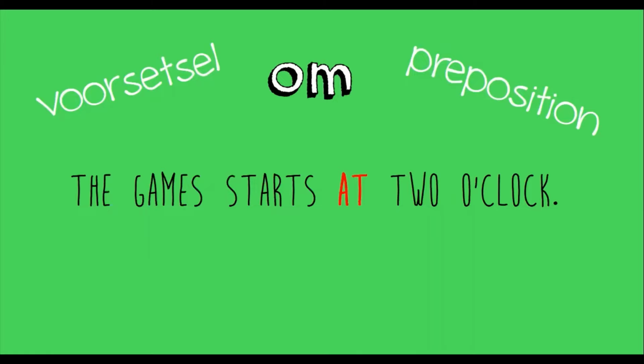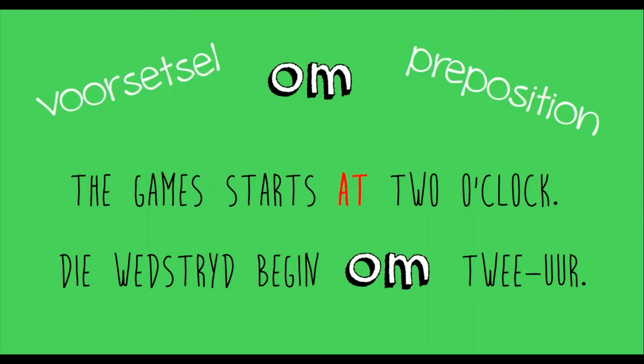Now, the voorsetsel, the preposition that you're going to use in front of your time is always om. The game starts at 2 o'clock, is how we say it in English and Afrikaans. Die wedstryd begin om 2 uur. Om.